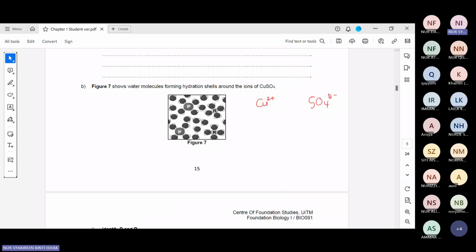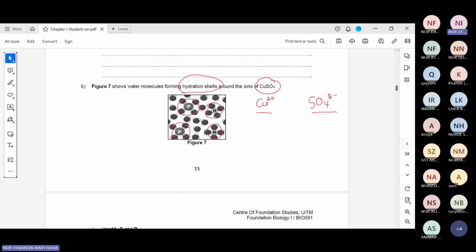Okay, so we have here the cation and we have here the anion. In order for this substance or molecule to be dissolved in water, water molecules have to surround these ions. When water molecules surround an ion, we call it a hydration shell. This is a hydration shell, this is another hydration shell.